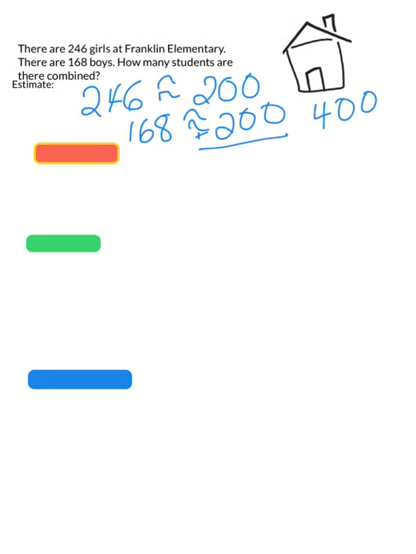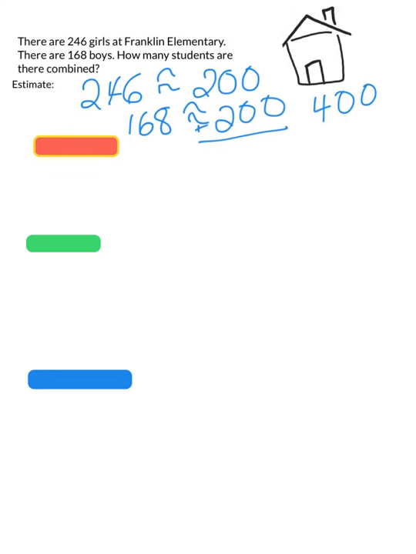And so I am going to show you how to write 246 in base 10 blocks. 2 flats, 4 longs, and 6 cubes equal 246. And now I'm going to write 168 in base 10 blocks. And that would be 1 flat, which is 100, 6 longs, and 8 small cubes.